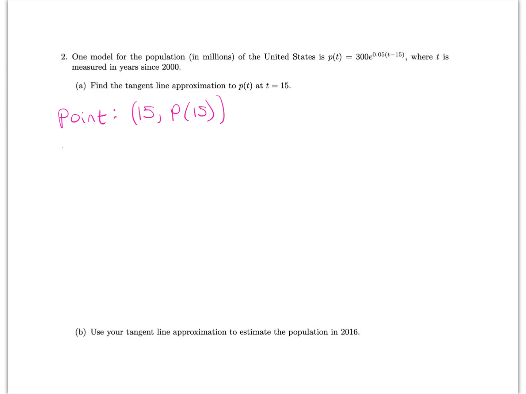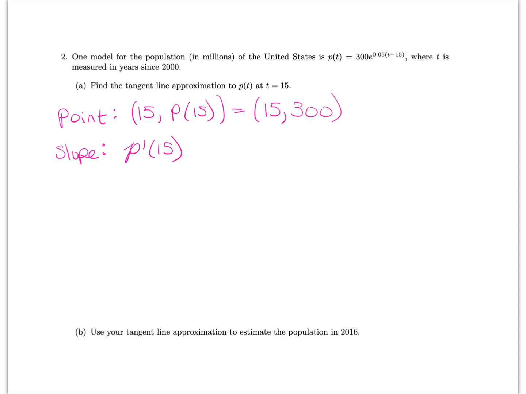Okay, and then my slope is going to be P prime of 15, right? Because the slope of the tangent line is the derivative of the function. So my point is going to be 15 comma P of 15. So P of 15, if I plug a 15 in here, 15 minus 15 is 0. e to the 0 is 1, so I just get 300 as the y value.